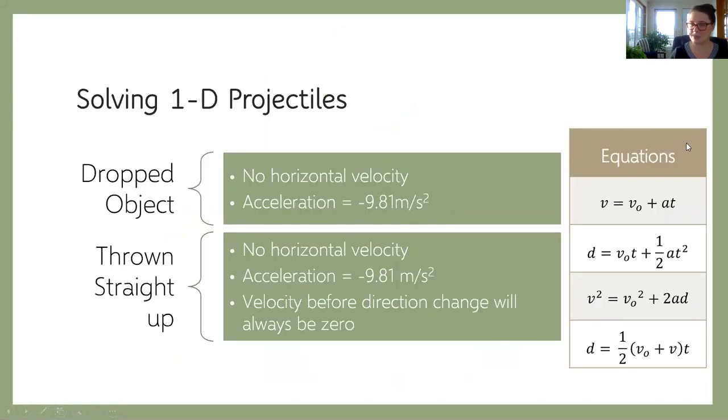When we solve 1D projectile problems, first of all, a dropped object or an object that is thrown straight up has no horizontal velocity. Right now you might ask why I'm saying that. Well, I'm saying that because in the next section, we're going to change. So no horizontal velocity, everything is in the vertical direction. Acceleration is always going to be 9.81 meters per second squared because it's coming from gravity. And if you throw an object straight up, the velocity just before the direction change will always be zero.